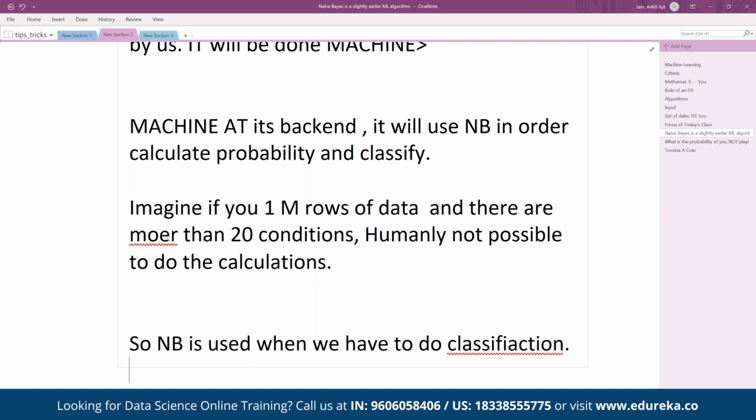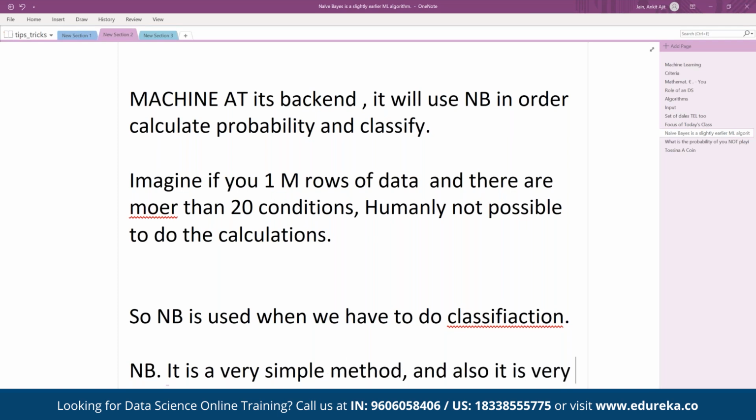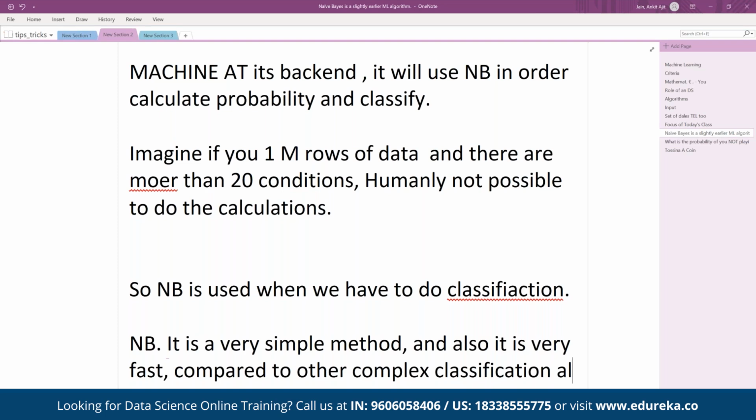The advantage of using Naive Bayes is that it is a very simple method. You see that there was no complication here, and also it is very fast. The calculations are very fast compared to other complex classification algorithms.